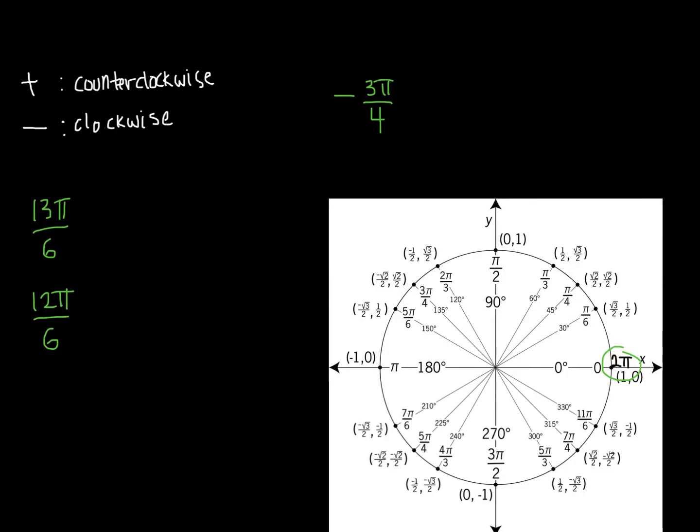Let's take another example here. Let's say you had 15 pi over 4. So if I went all the way around my unit circle, that would be 8 pi over 4, right? Because 8 over 4 is 2. So if I have 8 pi over 4 here, this would be 9 pi over 4, 10 pi over 4, 11 pi over 4, 12 pi over 4, 13 pi over 4, 14 pi over 4, and 15 pi over 4 would be right here.